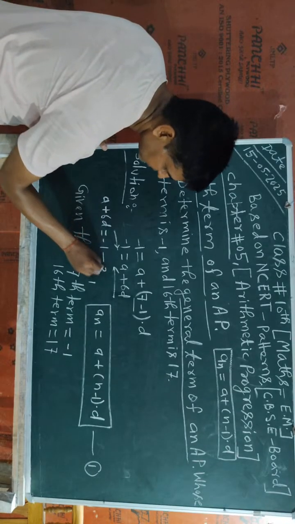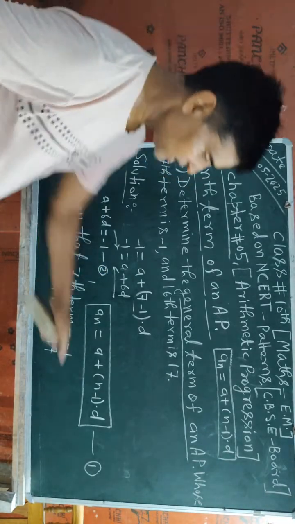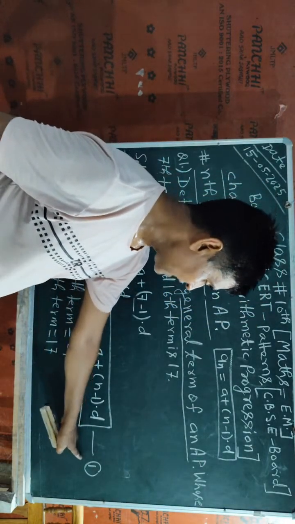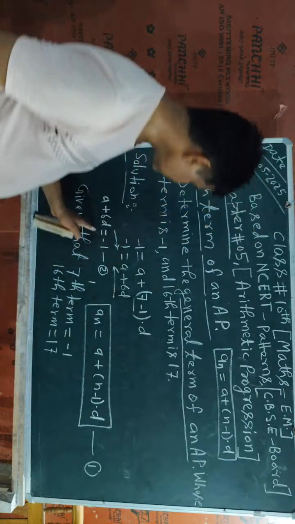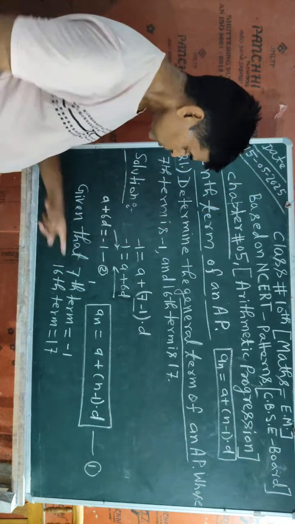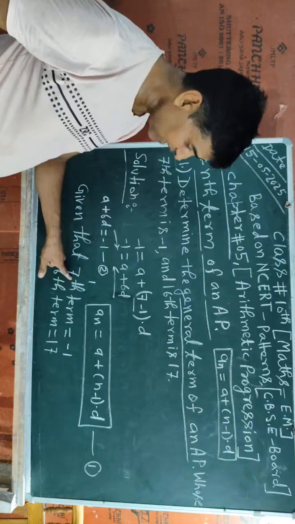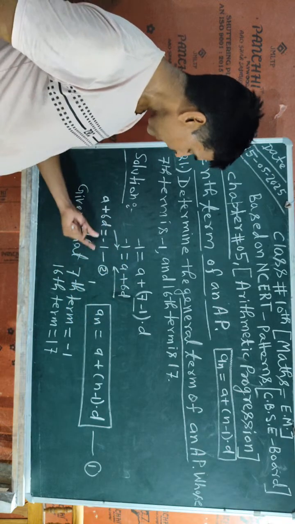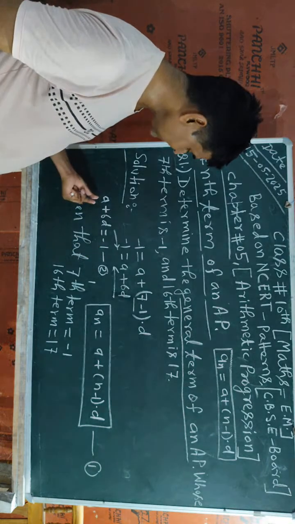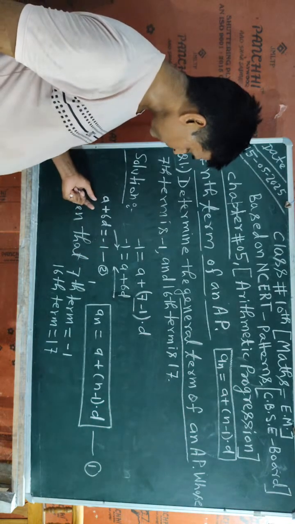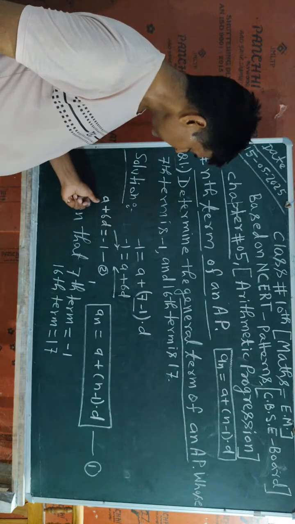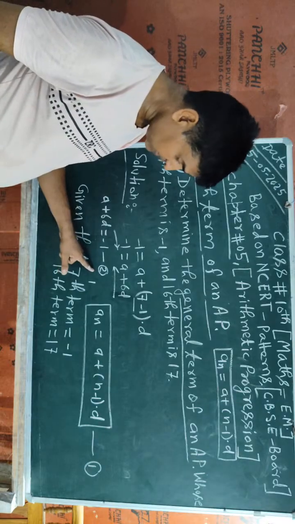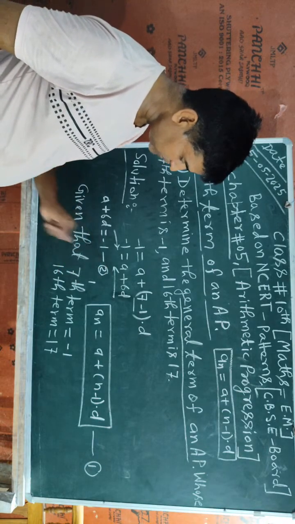I will say this is equation number 2, because equation number 1 I have already assumed here. Okay, student. So this information I have used in this equation. After using it, I have got an equation in the form of A and D, that is written as A plus 6D, which is equal to minus 1. So I have written equation number 2.